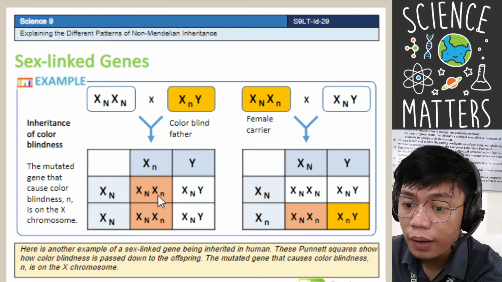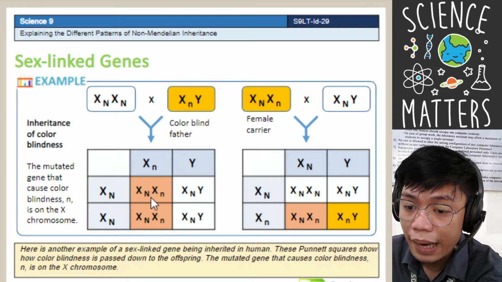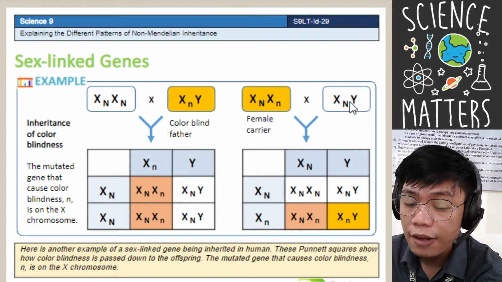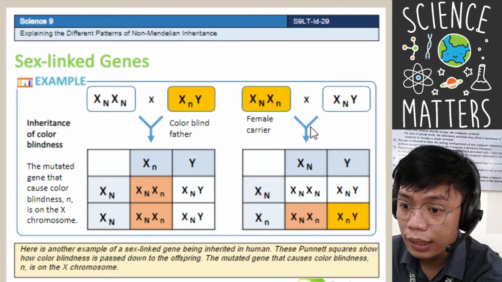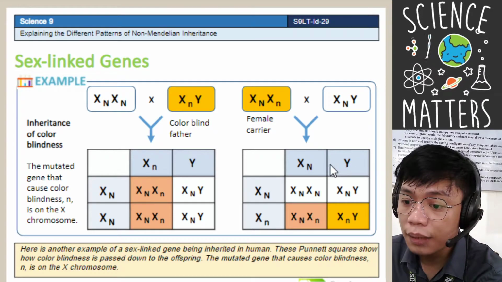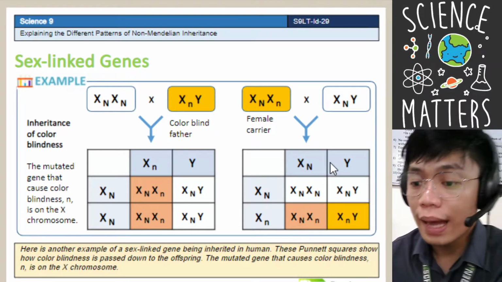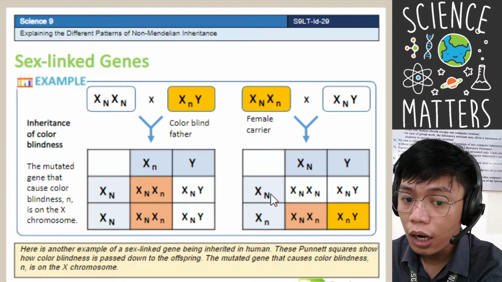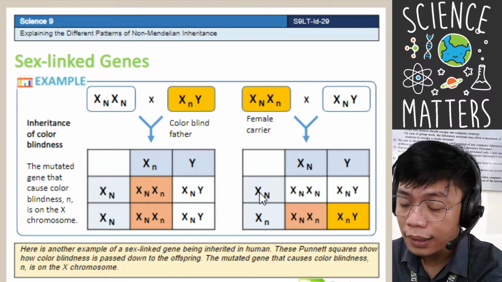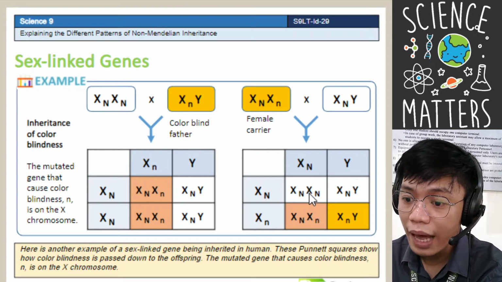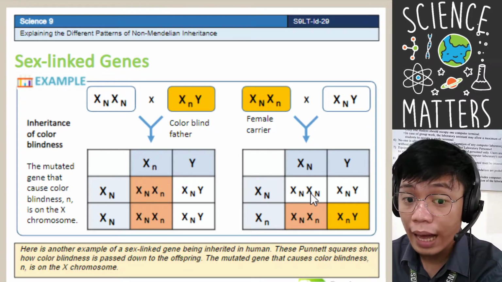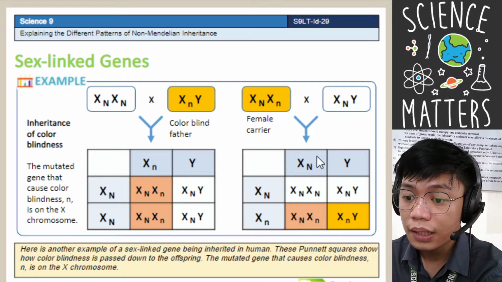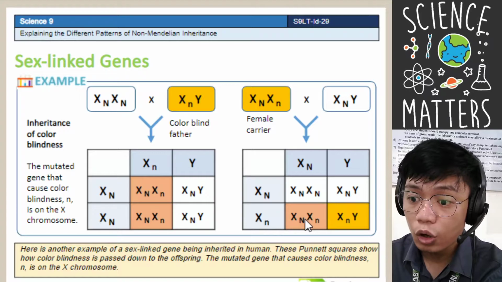now kapag halimbawa itong female carrier ng colorblind is pinag-combine natin sa normal male, ganito ang magiging kahihinatnan nito. So X and Y being the male, normal eye, and the female which is the carrier of the colorblind. So, the X plus X or X then X, we have the normal eye. Okay? Next is the X and n, we have the female na carrier ng colorblind.